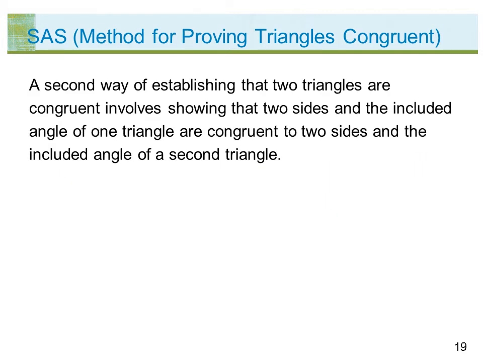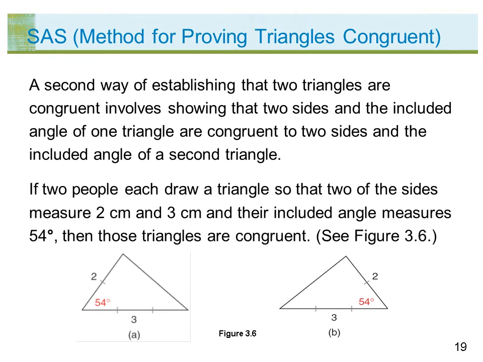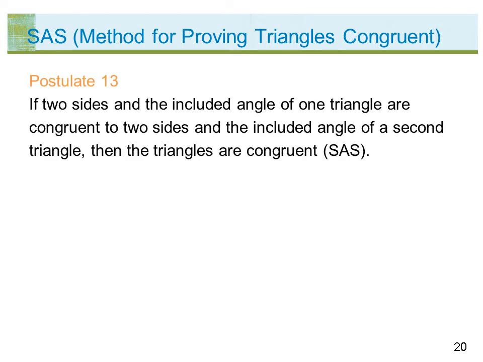A second way of establishing that two triangles are congruent involves showing that two sides and the included angle of one triangle are congruent to two sides and the included angle of a second triangle. If two people each draw a triangle so that two of the sides measure 2 centimeters and 3 centimeters, and their included angle measures 54 degrees, then those triangles are congruent. See figure 3.6. Postulate 13.